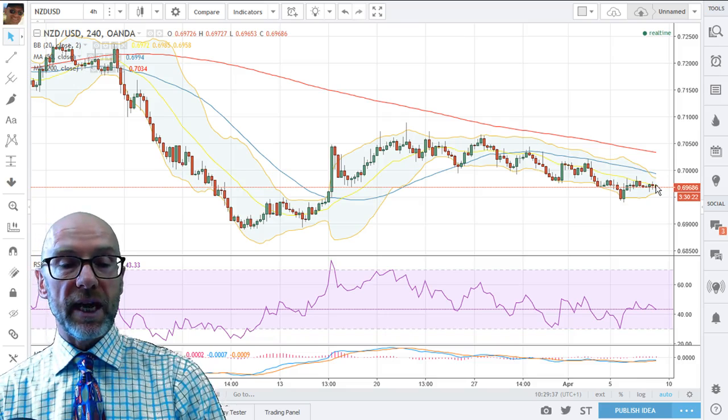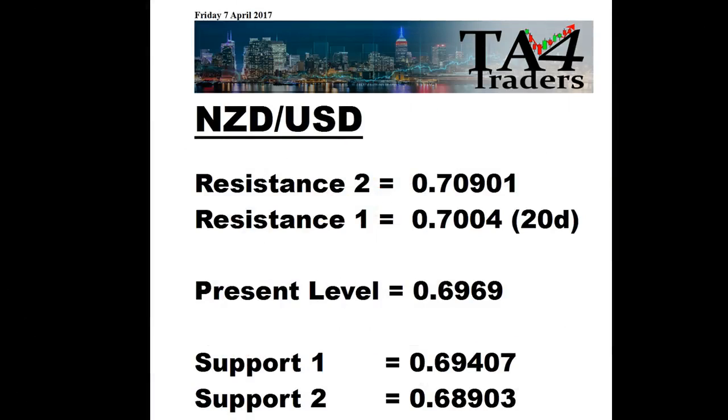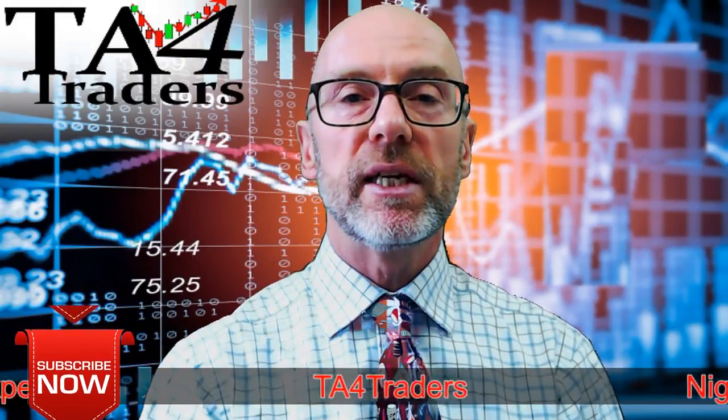And looking at the support resistance levels on the New Zealand US, as I said, there's resistance at the 20-day 0.7004 and then 0.70901, with the critical support seen at 0.69407 and 0.68903. So that has been TA for Traders, looking at the Aussie dollar and the New Zealand dollar against the US dollar.